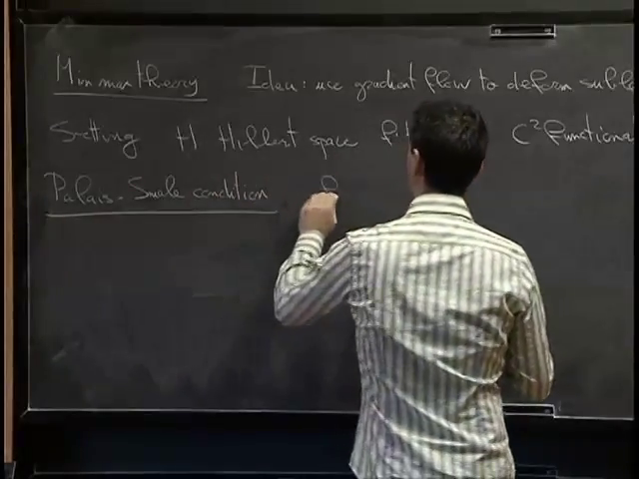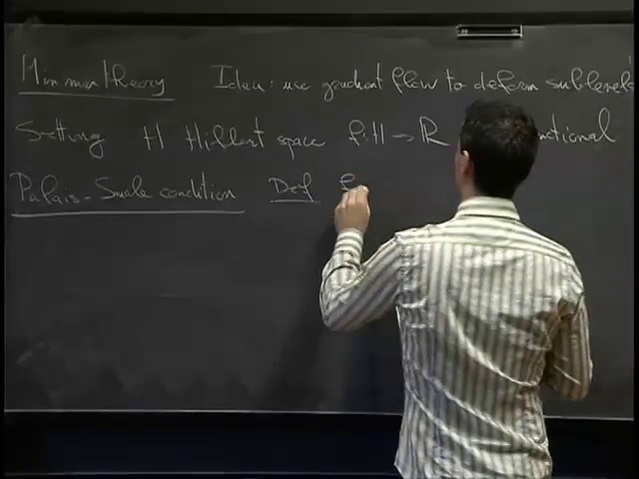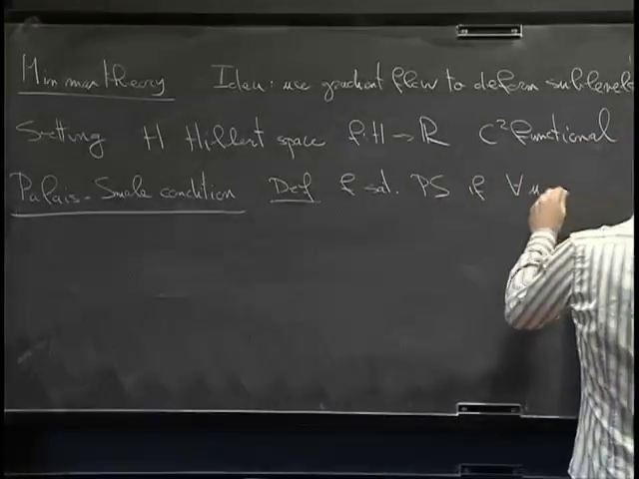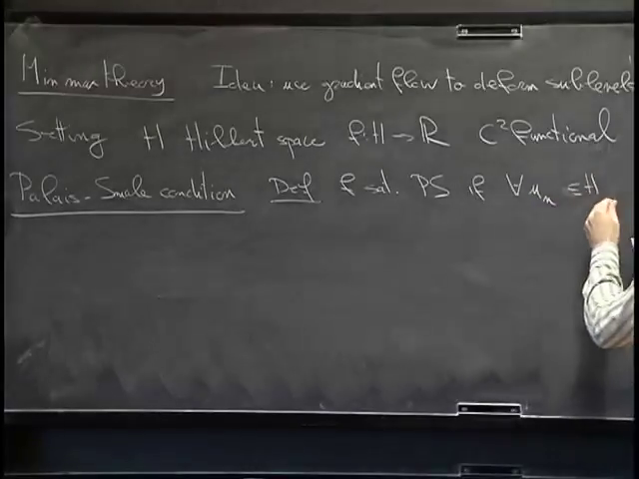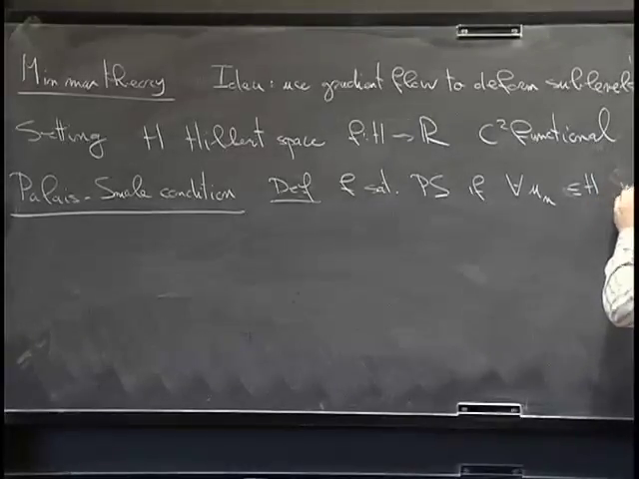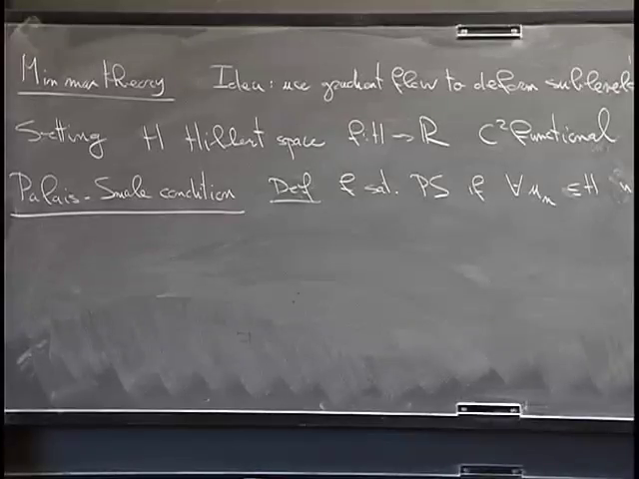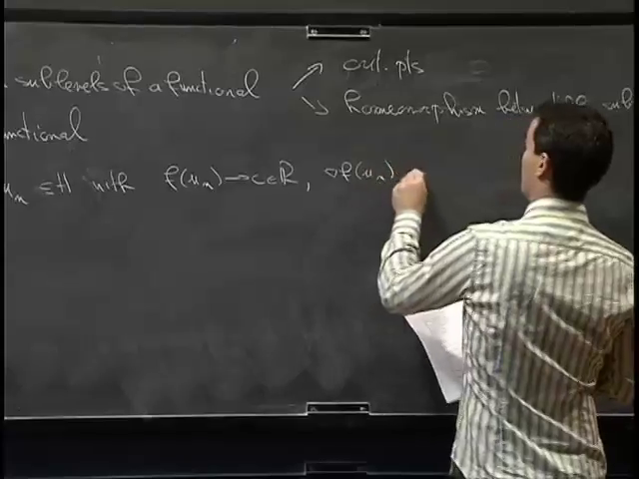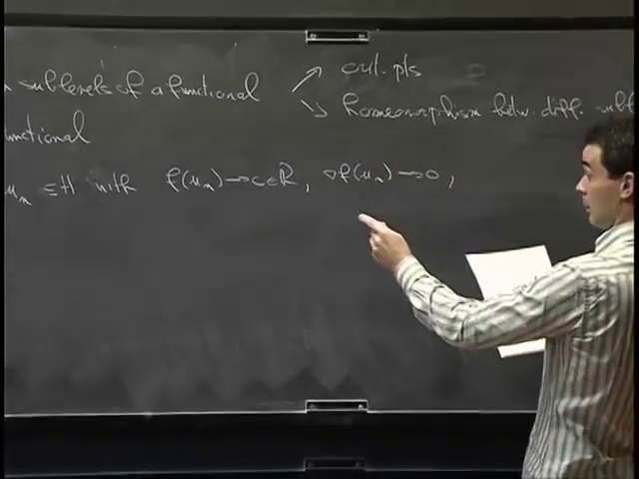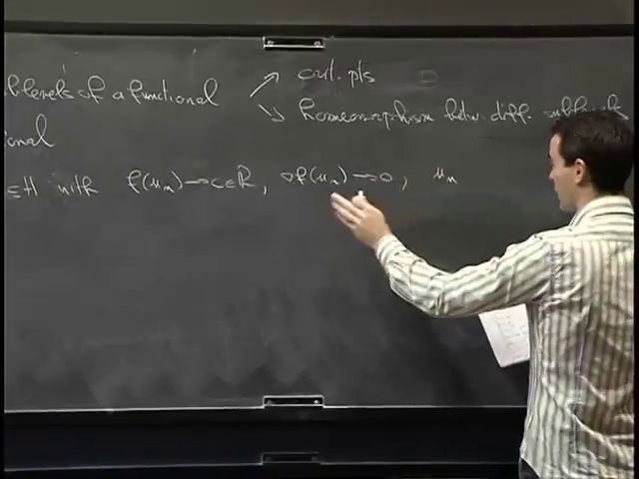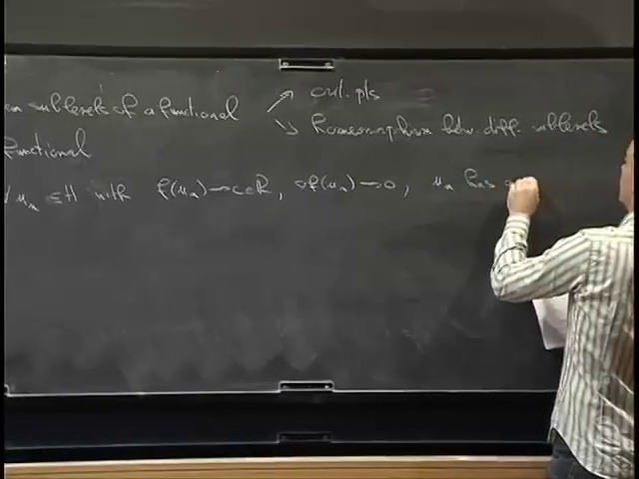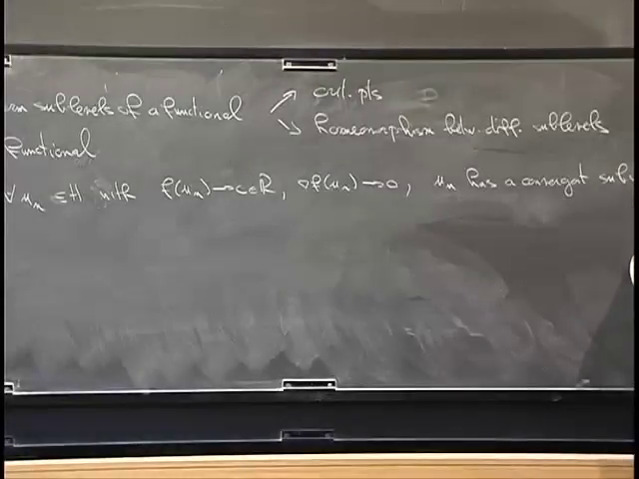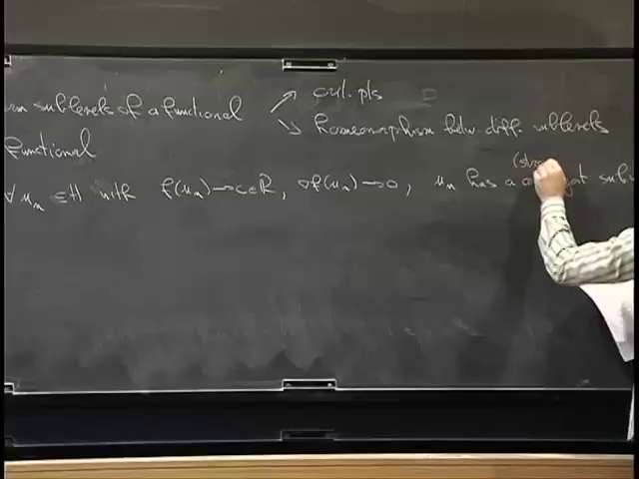So what does it mean? Definition. f satisfies the PS condition if for any sequence u_n contained in the Hilbert space H satisfying these two properties, with f of u_n converging to some real number, and such that the gradient of f at u_n tends to 0, then u_n has a convergent subsequence. I mean strong convergence.